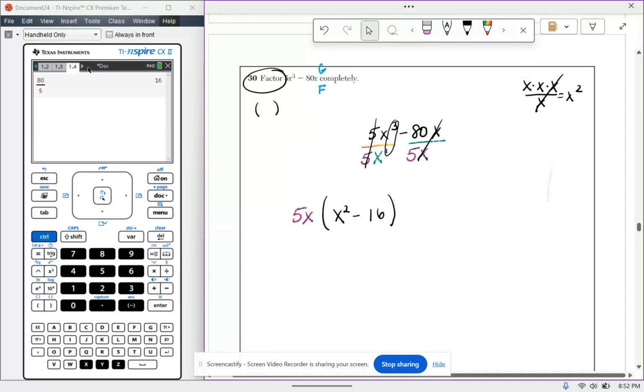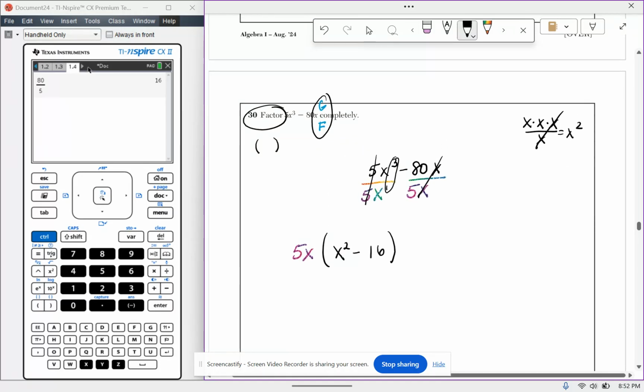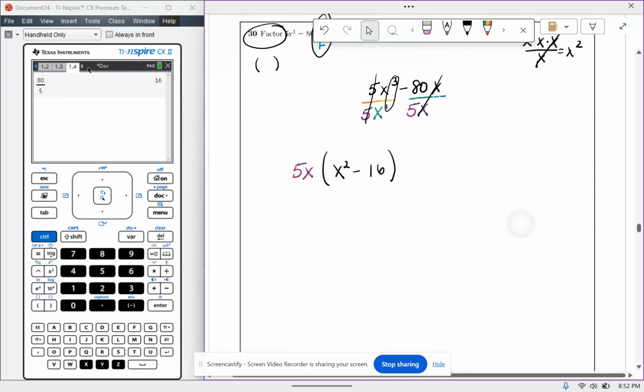So now GCF means I not only pull out a GCF first, but I also need to look for additional factoring patterns at the end. Am I left with a trinomial that I can now factor? Am I left with the difference of two squares that I can now factor? I actually do have a difference of two squares right here. This is a perfect square and this is a perfect square, which means I can factor it the following way.